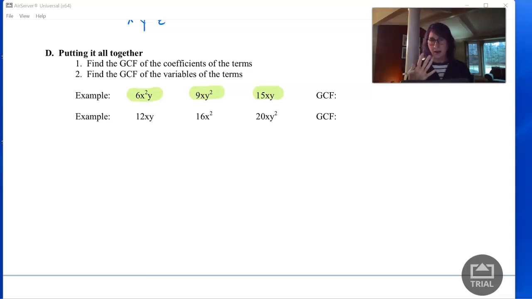So some of you will look at that and say, oh, well, 3 divides evenly into all of those. And you're done. If you can see that, you don't need to break it down into prime factors, okay? But some people can't see that. So with the 6, I see 2 times 3. The 9, I see 3 times 3, which I'm going to write as 3 squared. And then the 15 is 3 times 5.